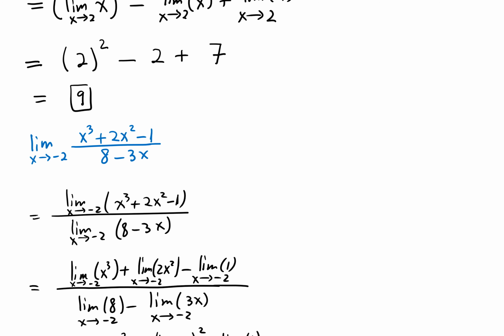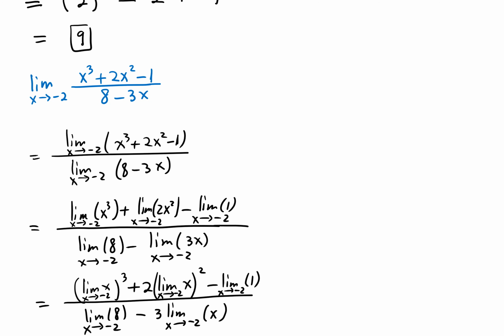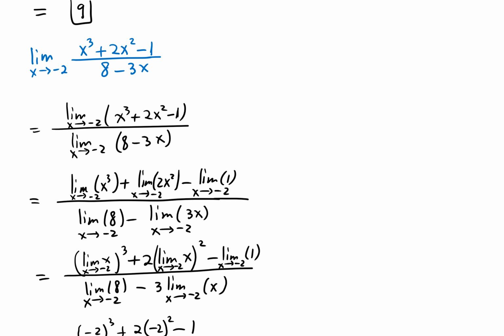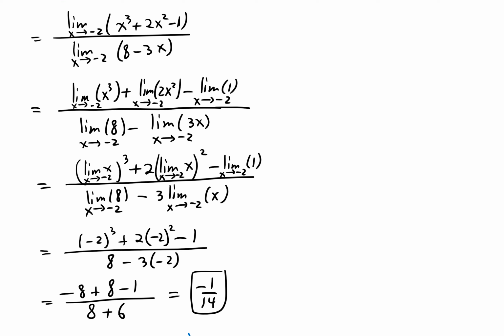Then we pass the limit inside for each one of them and pull the constants out, like the 2 on the top and 3 in the denominator, and then evaluate it. Got negative 1 over 14.